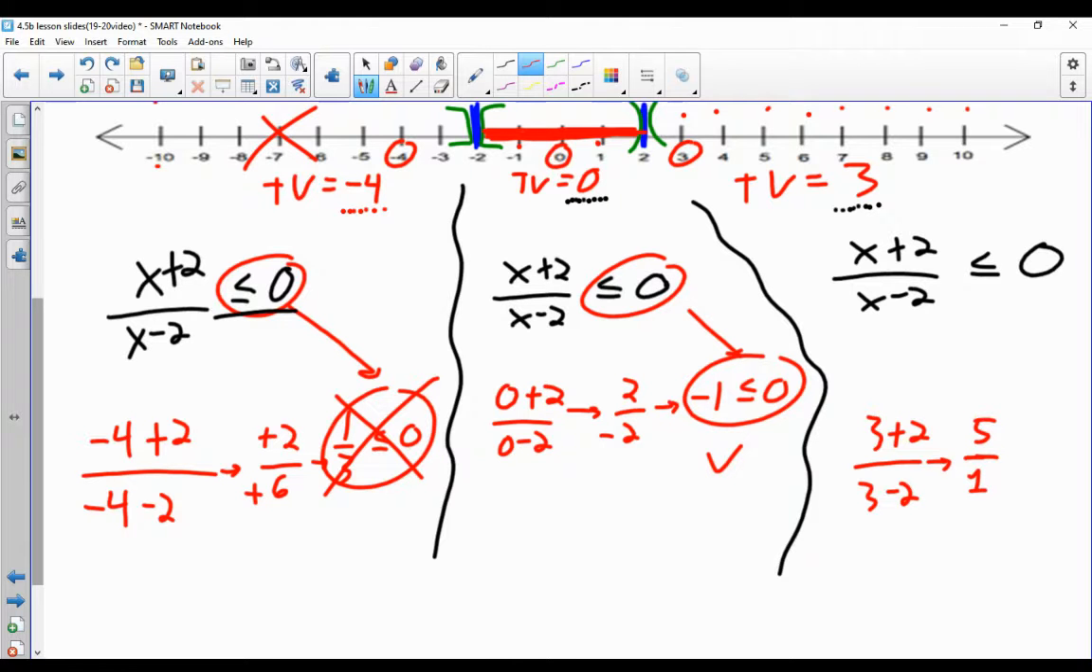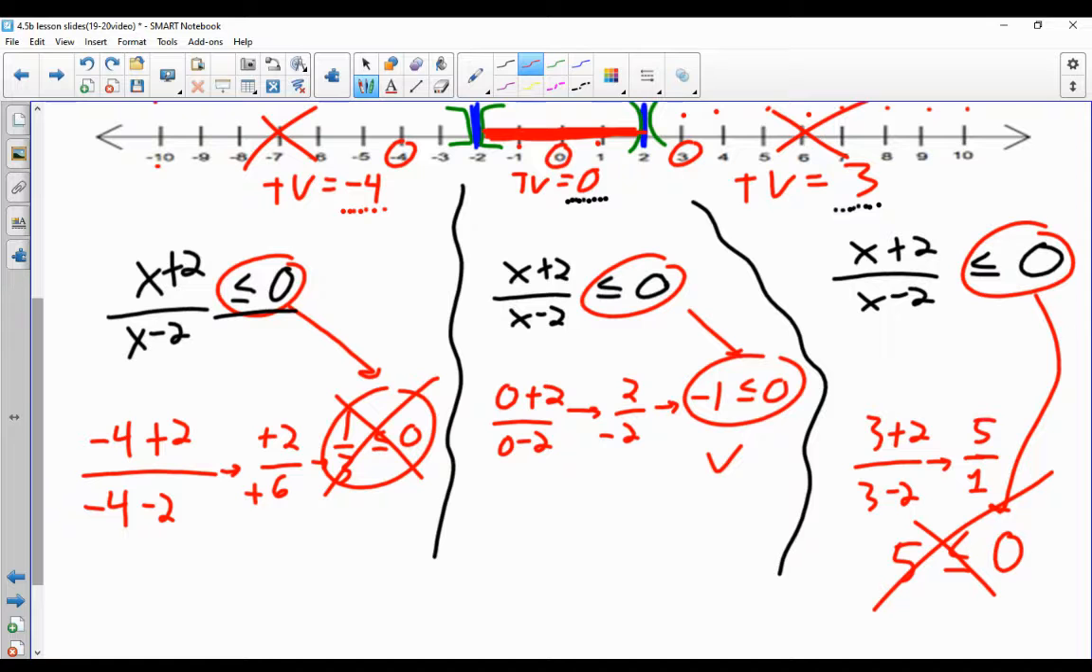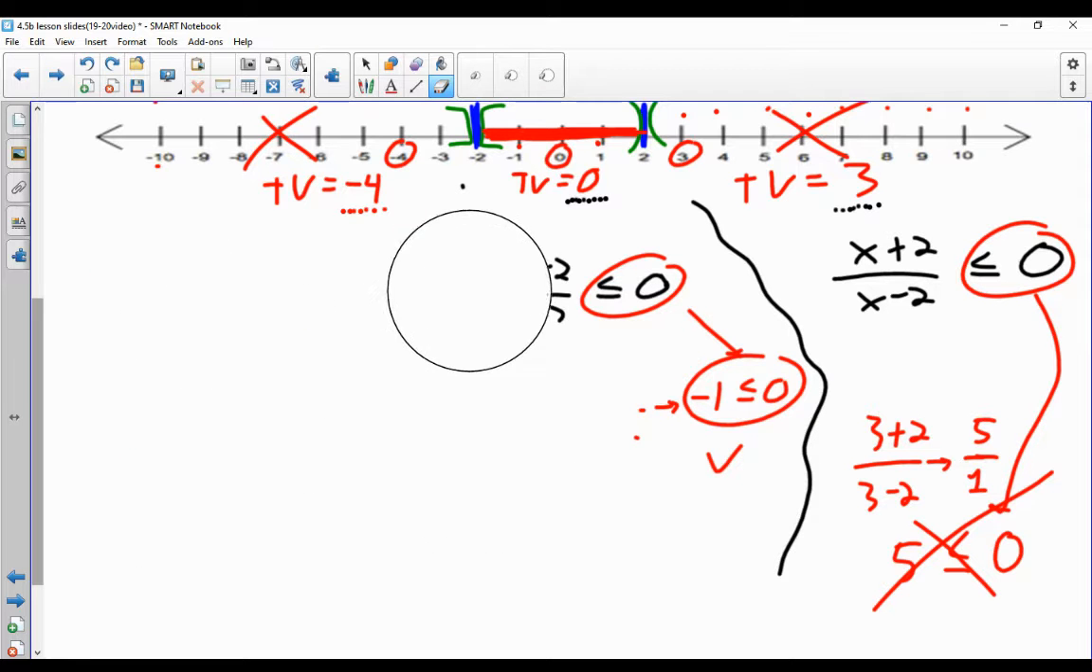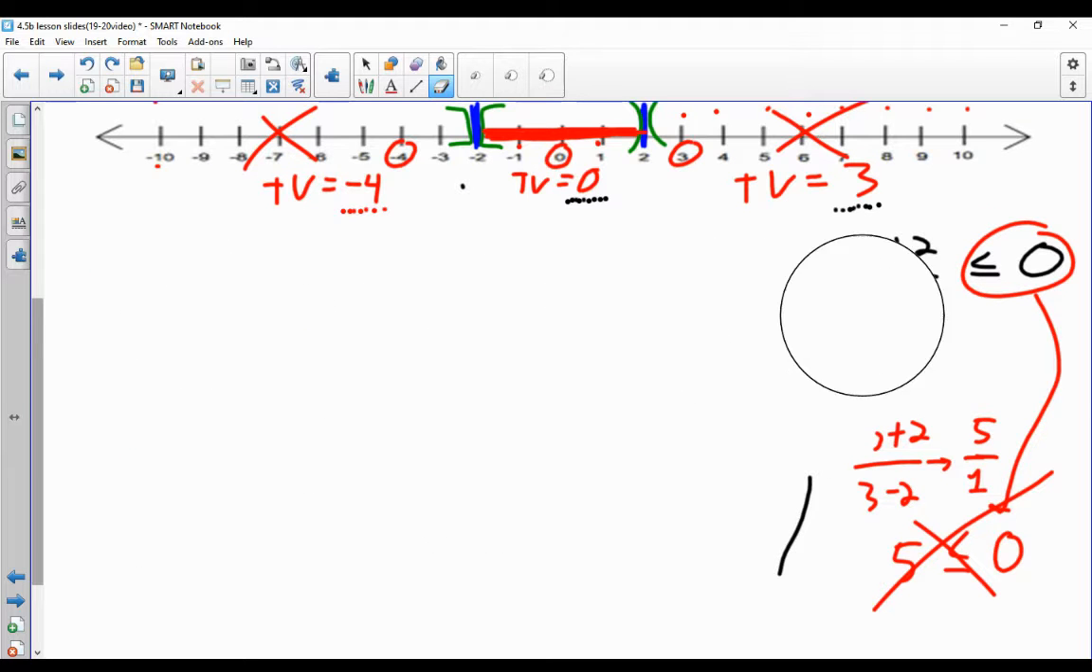And, well, 5 divided by 1 is 5. But is that less than or equal to 0? 5 is not less than 0. So that's a false statement. So the third interval is out, not part of our answer. Okay, we've tested each of the intervals. So now let's erase our work and let's see what our answer is.